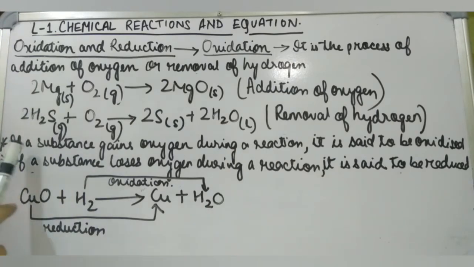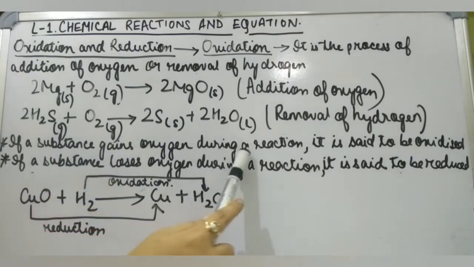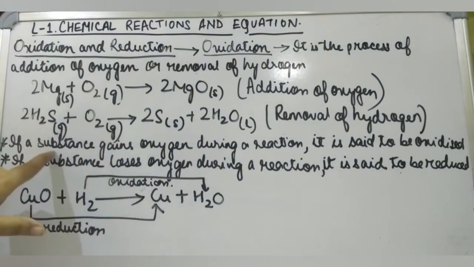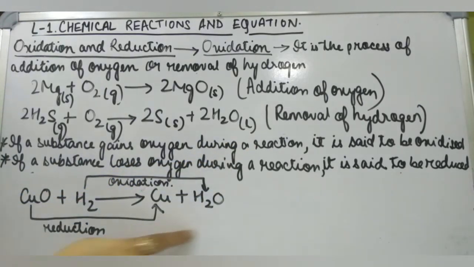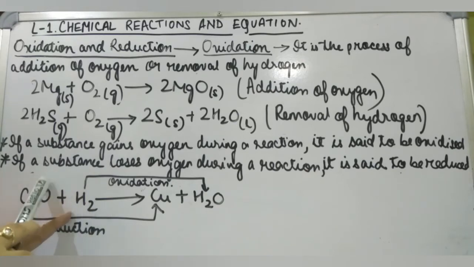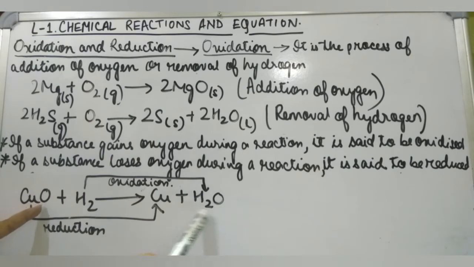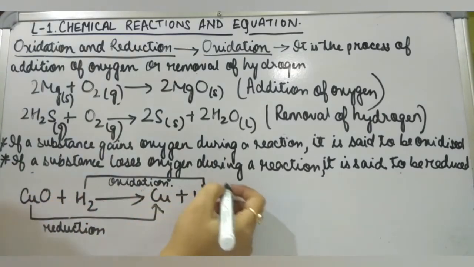Next, we will see if a substance gains oxygen during a reaction, it is said to be oxidized. So when a substance gains oxygen during a reaction, it is called oxidized. So in this simple reaction, we will see that hydrogen will combine with oxygen and also give copper. Now you see here that this hydrogen that is in the reactant side is gaining oxygen in the product.